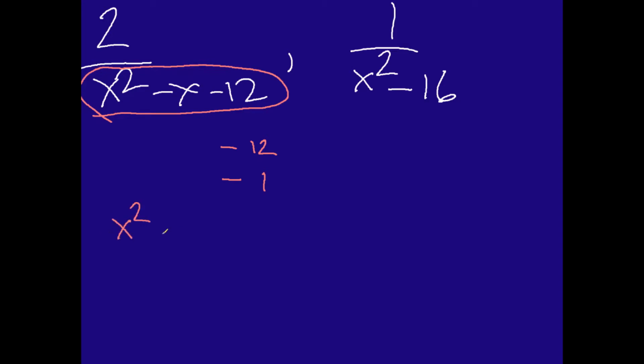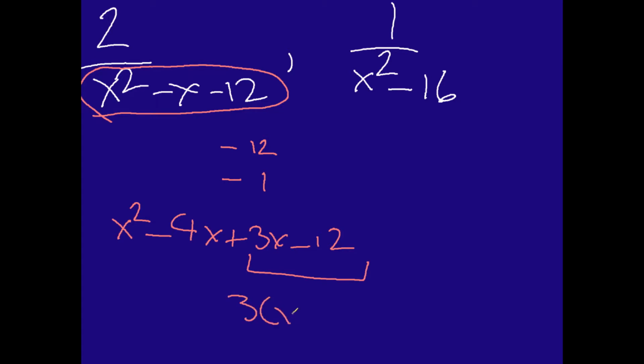So I get x squared minus 4x plus 3x minus 12. When I group, I get x plus 3 from the 3x minus 12 part, and then I put the x on the outside and have x minus 4. So the factors for the first one are x plus 3 and x minus 4. That's what we got for the first one.